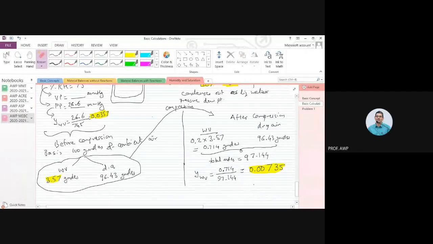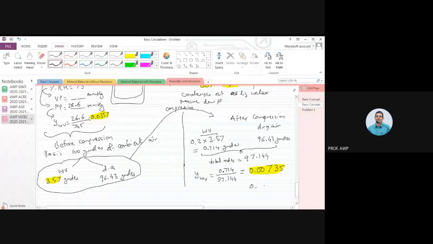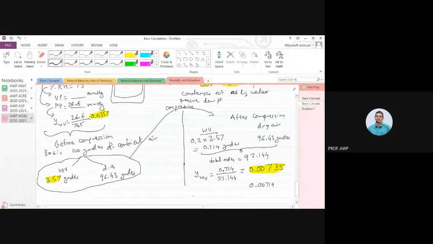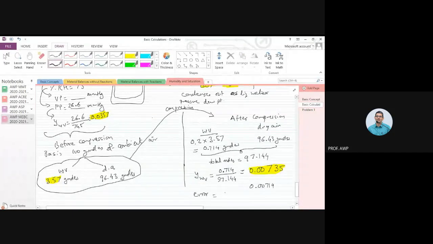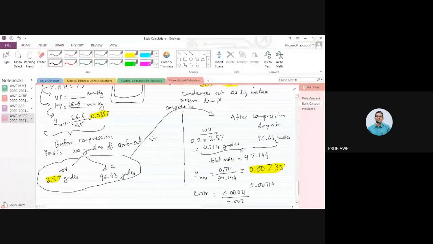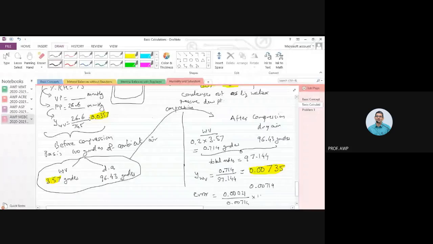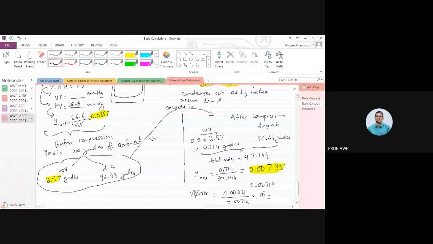So earlier you had 0.00714. That means the error is 0.00021 out of 0.00714, times 100 for the percentage error.